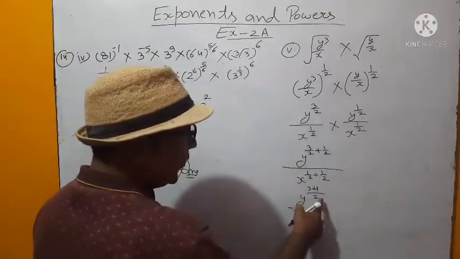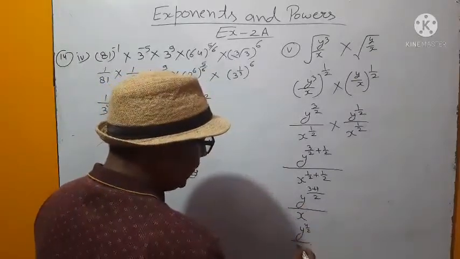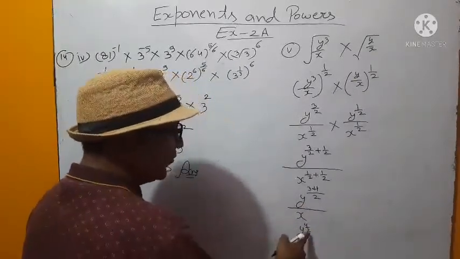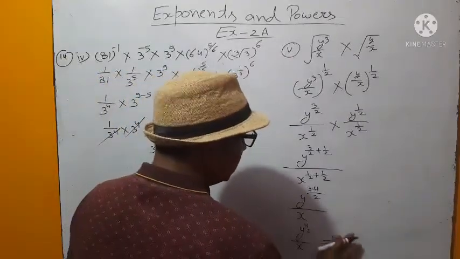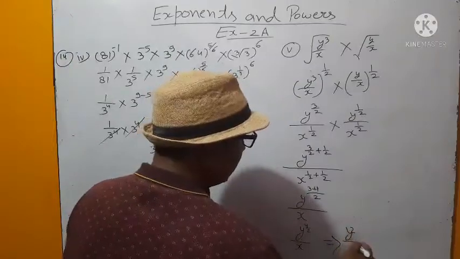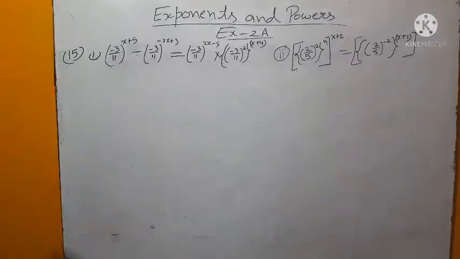3 plus 1 is 4 by 2, means y power 4 by 2 upon x. It can be written as y square upon x, and this will be your answer.